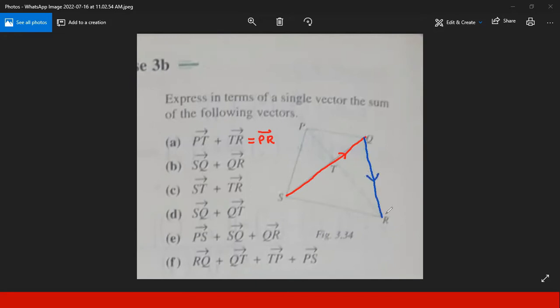Q is the tail, R is the head. And you can see that the tail of the second vector is at the head of the first vector. So addition can be performed.